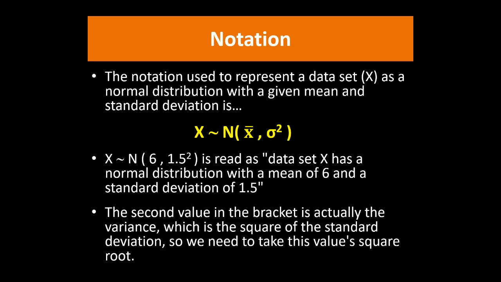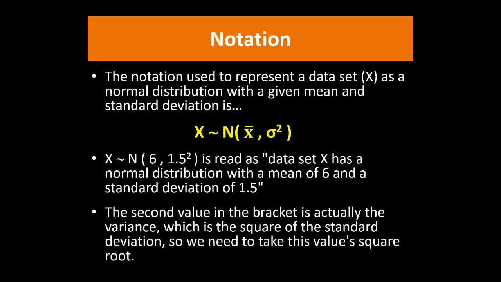It's this notation. The good news is we're going to bypass variance and just say the square root of whatever number's in there, since variance is standard deviation squared. The square root of that number is the standard deviation. So often you'll see it written like the example there, X ~ N(6, 1.5²).